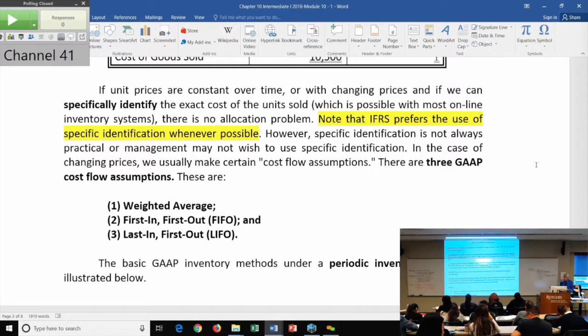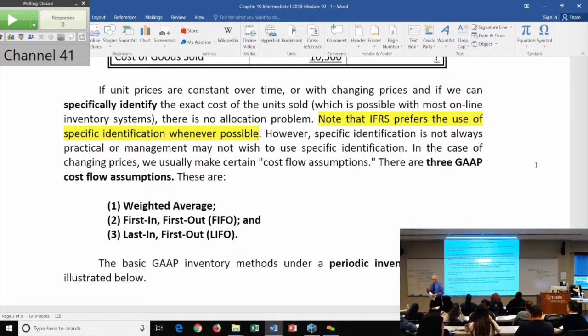And FIFO actually approximates specific identification, because the unit flow typically matches the cost flow. What we mean by that is you are definitely managing your business on a FIFO basis.